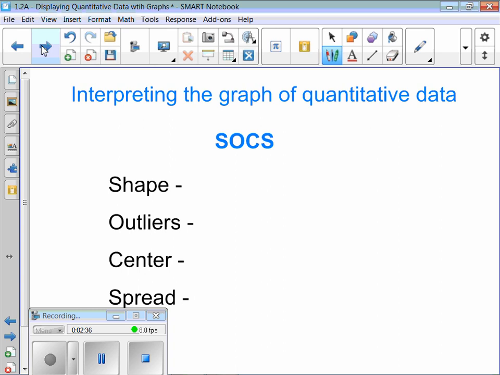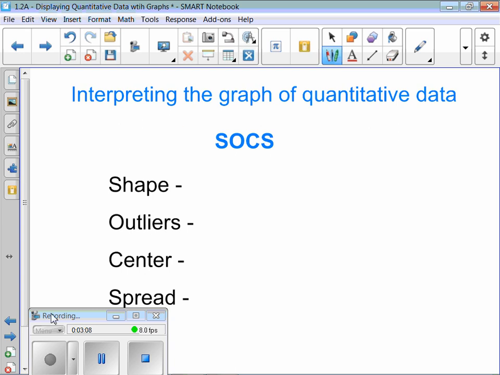So what this stands for is shape of the distribution, outliers, potential outliers. We're going to actually figure out how to calculate outliers, but for now you can say this appears to be an outlier just by looking at it. Okay. And then center. The center of the data is like the mean or the median. And the spread we'll calculate eventually. For now, we can just talk about range.